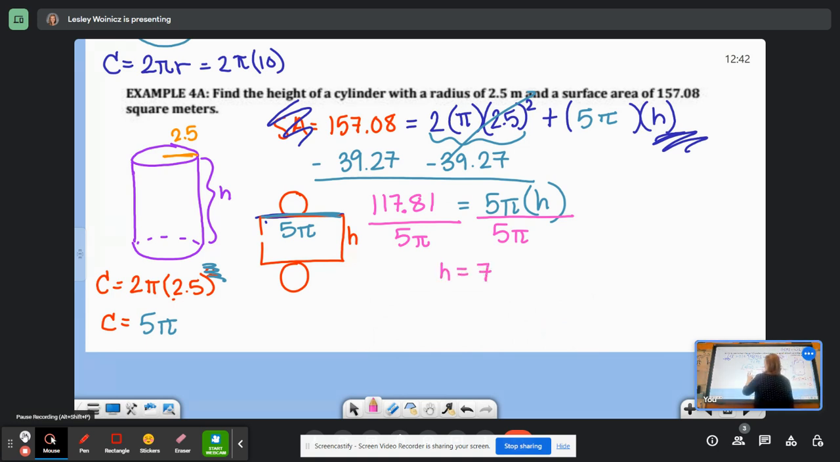You're fine. If they don't want to erase, they should be doing it too and helping us out. Okay, so if our area was square meters, our height is just going to be regular meters.